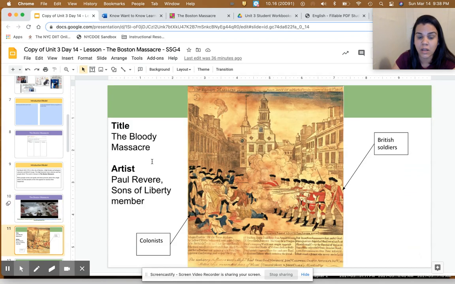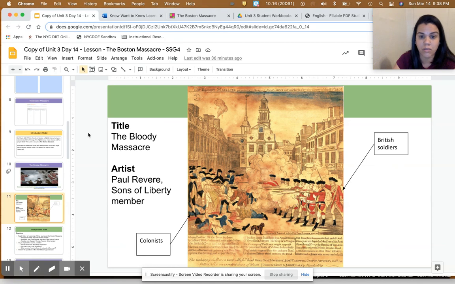And finally, this source is from the independent practice portion. It's called The Bloody Massacre, and this illustration was created by Paul Revere, a member of the Sons of Liberty. So already students should know who the Sons of Liberty are from our previous lesson. How does knowing who they are impact my understanding of this illustration and what this illustration is telling me as the reader?